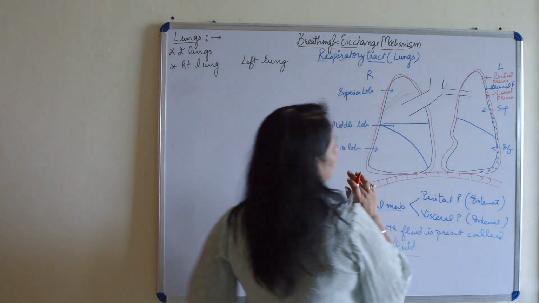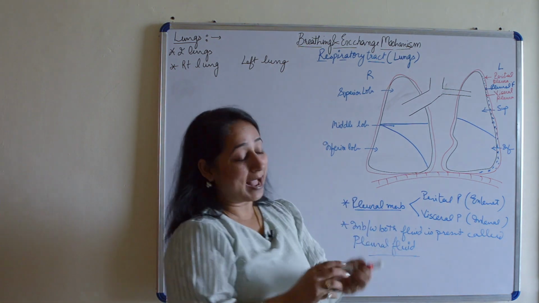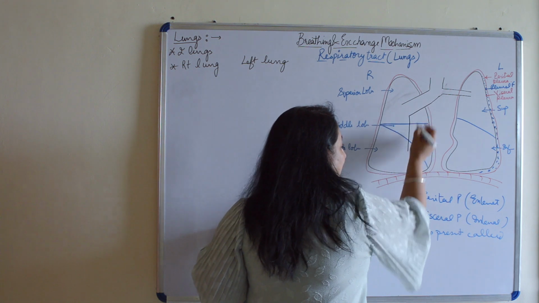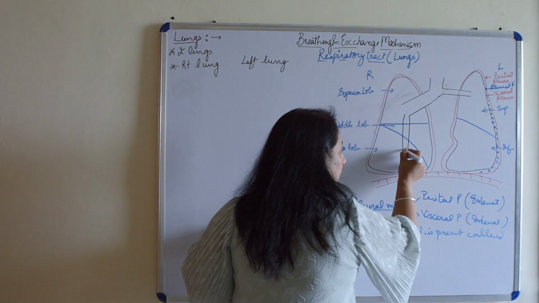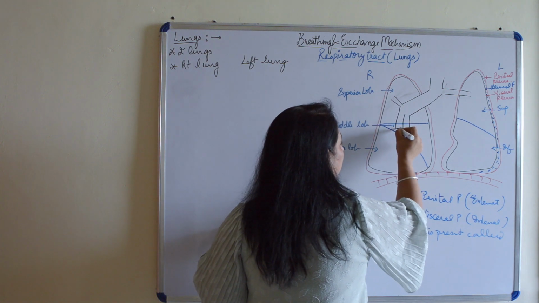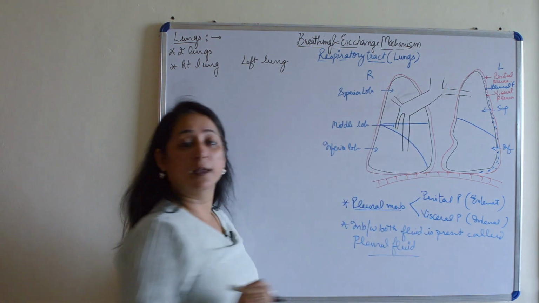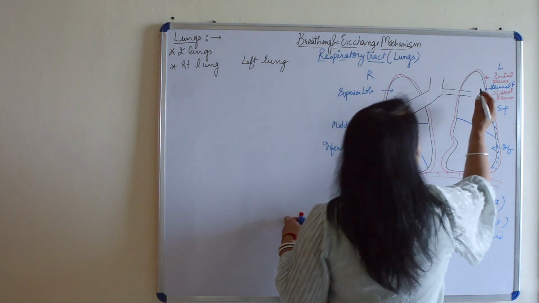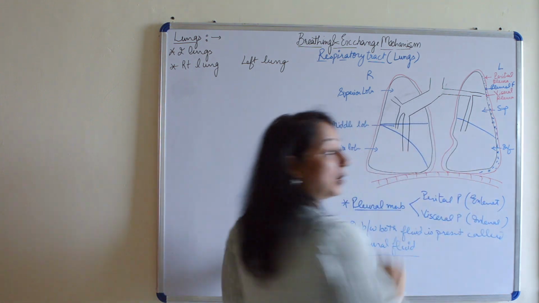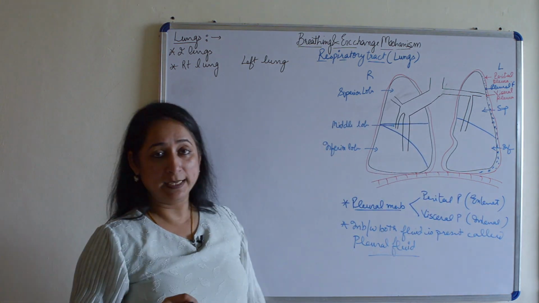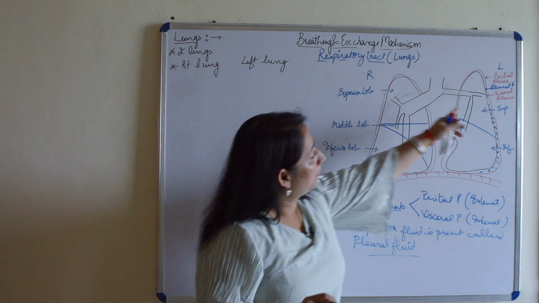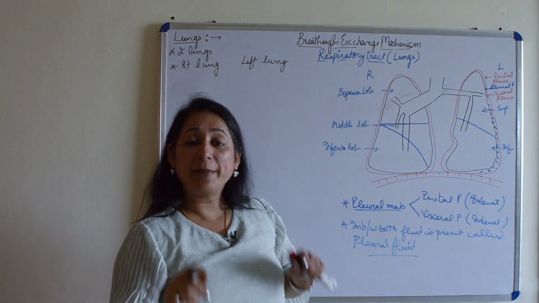When we talk about the inside of the lungs, as I told you, the bronchi are going to divide further. How does it divide? As there are three lobes on the right side, the right bronchus divides into three bronchi, whereas the left one divides into two only. Why two? Because there are only two lobes. Let's understand quickly. Here, these are two primary bronchi.